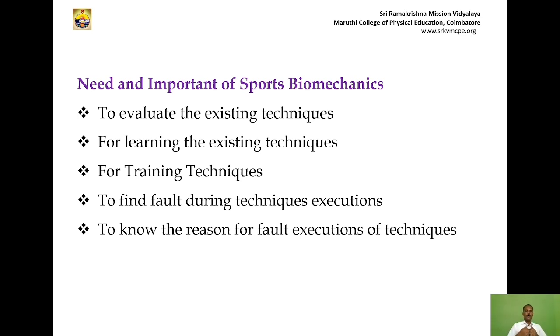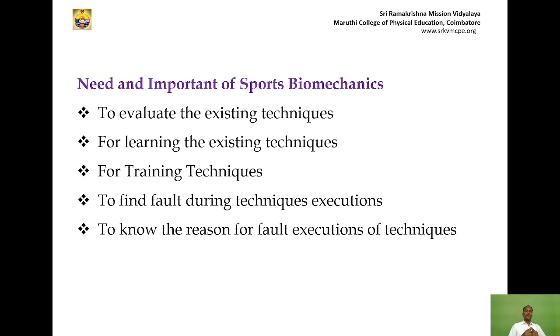With the new techniques coming through sports biomechanics, research is going on in the field of sports biomechanics. They make recommendations after their conclusions, so we follow the new techniques for learning the existing techniques. Already some techniques are there, and we must learn them.